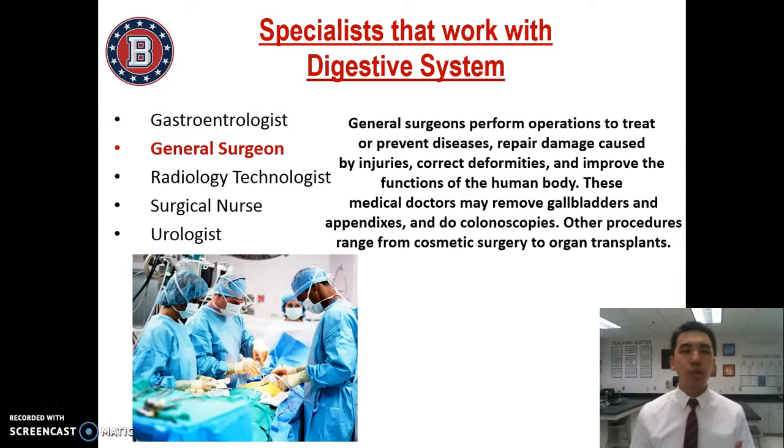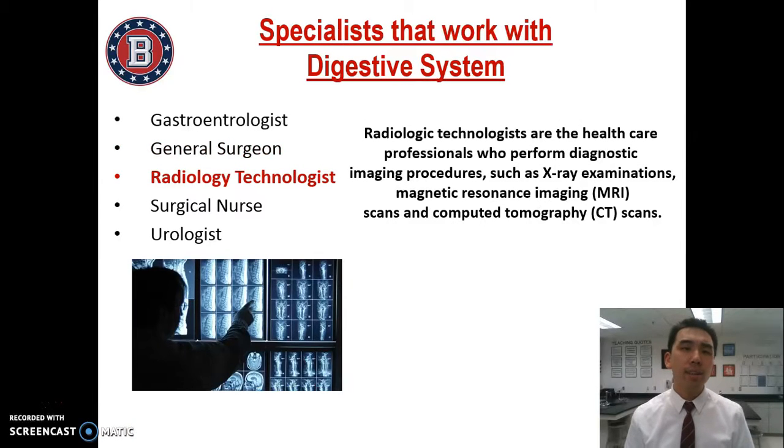Now, anyone that does a surgery would be called a general surgeon. Now, they treat and they prevent diseases, they repair damages by injuries, they correct deformities, and they improve the functions of the human body. They may remove things, they may do colonoscopies, so that's different than an endoscopy. A colonoscopy would be through the rectum and up the other way to check for polyps or for cancer, etc. Okay. Other procedures range from cosmetic surgery to organ transplants.